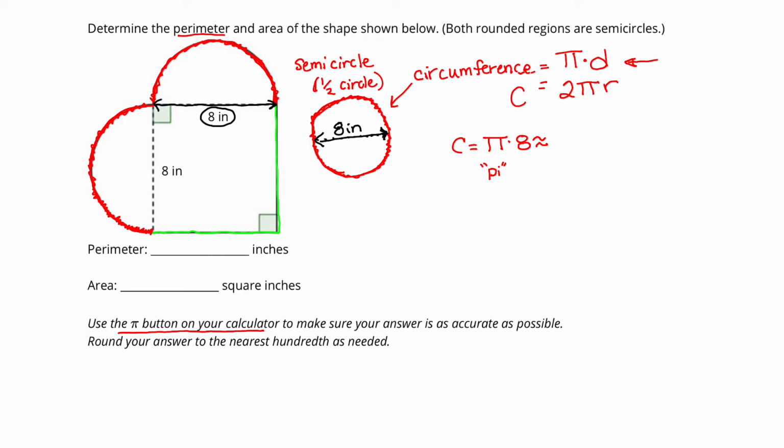And the infinite decimal that you should get is approximately 25.13274123. And remember, this is an irrational number that goes forever and ever and never repeats. But that's enough digits for us because we're only rounding to the nearest hundredth. This then represents the circumference, or the number of inches that are traversed when I go around this red portion of my composite shape.